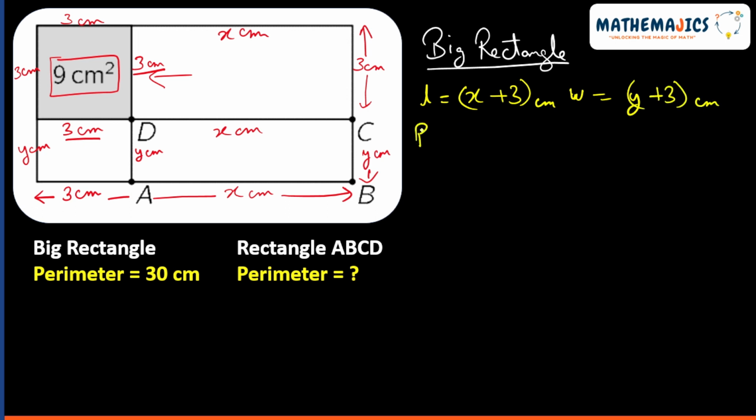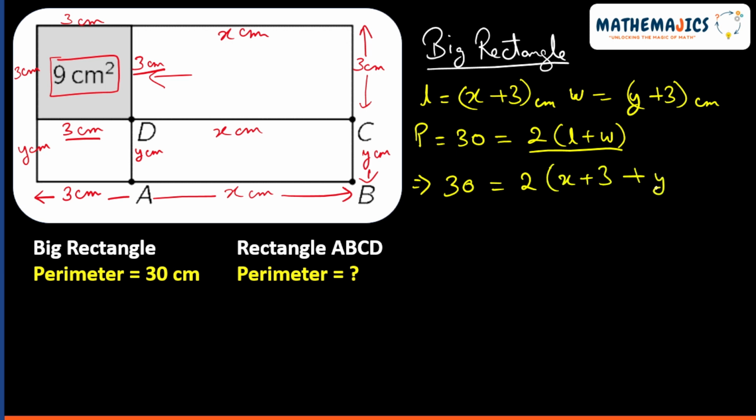Now, what is the perimeter? Perimeter is 30 centimeter for this big rectangle and perimeter is 2 times (length plus width). This is the general formula for perimeter of any rectangle. Now, I'll substitute the value of length and width here. So, length is x plus 3 and width is y plus 3. If I solve this, what will I get? I will get 15 equals x plus y plus 6. That means x plus y will turn out to be 9.